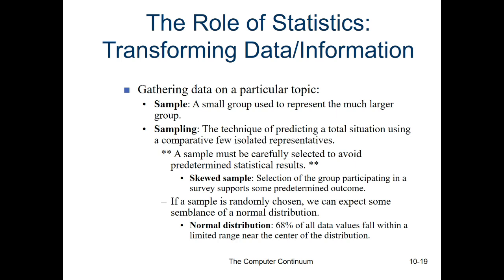If a sample is randomly chosen, we can expect some semblance of normal distribution. So what's normal distribution? Normal distribution is just a curve-type shape in which 68% of all the data falls within a limited range near the center of the distribution. I think we don't have a graph for that. That's called normal distribution. You'll learn about this in detail in your statistics and probability class. It's a very important concept.